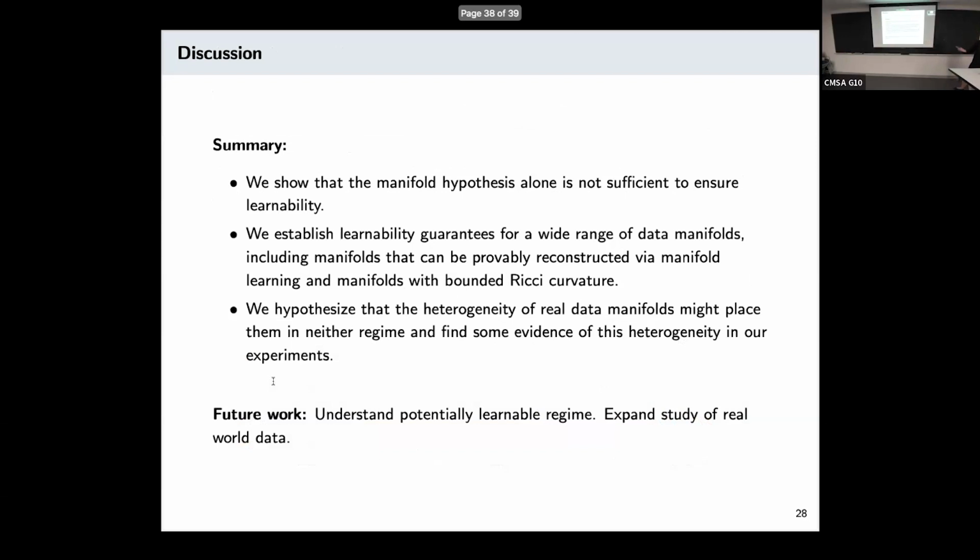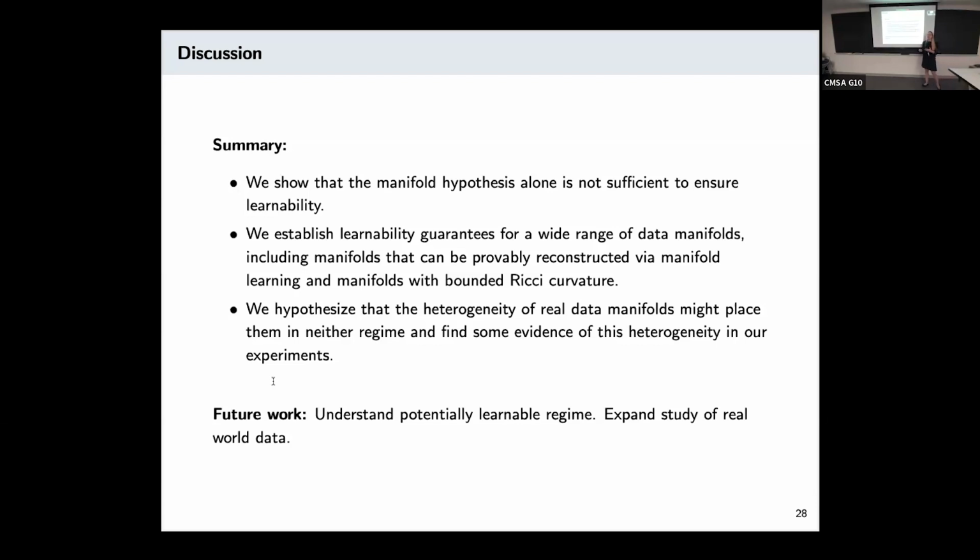Okay, then let me conclude with some discussion for the second part. In the second part, we showed that the manifold hypothesis itself is not sufficient to ensure learnability. We need some additional assumptions beyond just regularity assumptions on the data manifold, bounded curvature, and bounded intrinsic dimension. If we add in this efficient samplability assumption, then we are in the learnable regime. And then we discussed one instance that put us into this learnable regime, namely the setting considered in the manifold learning literature, the conditions that you need to reconstruct the manifold.